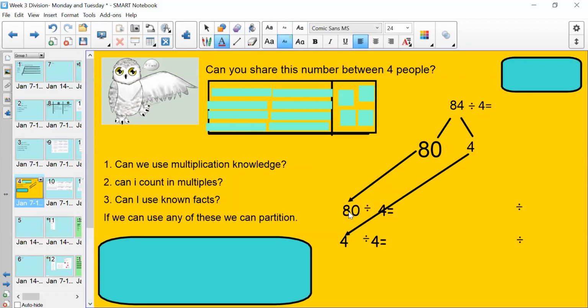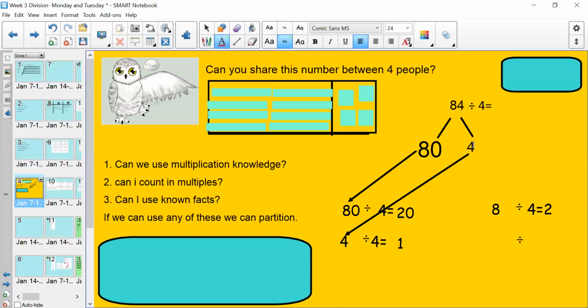Okay, so now, if I look at 80 divided by 4, I can use known facts to help me. If I know that 8 divided by 4 equals 2, because 4 goes into 8 twice, then 80 divided by 4 is going to equal 20. And then 4 divided by 4, we don't need to use known facts for that. We know that 4 goes into 4 once. So that is our answer, number 1.